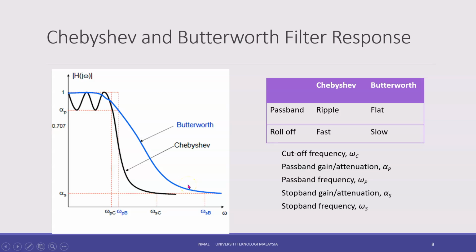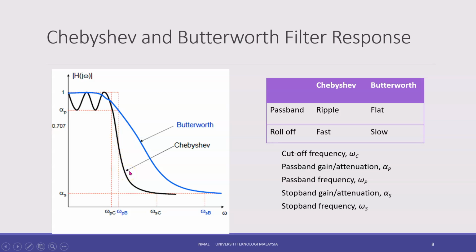Right, and if we compare both the Chebyshev and Butterworth filter responses in one graph, we'll see at the pass band here, Chebyshev, the black color here, has ripple, and the Butterworth has a flat pass band. For the roll off, Butterworth has a very slow roll off, and Chebyshev has a fast or sharper roll off.